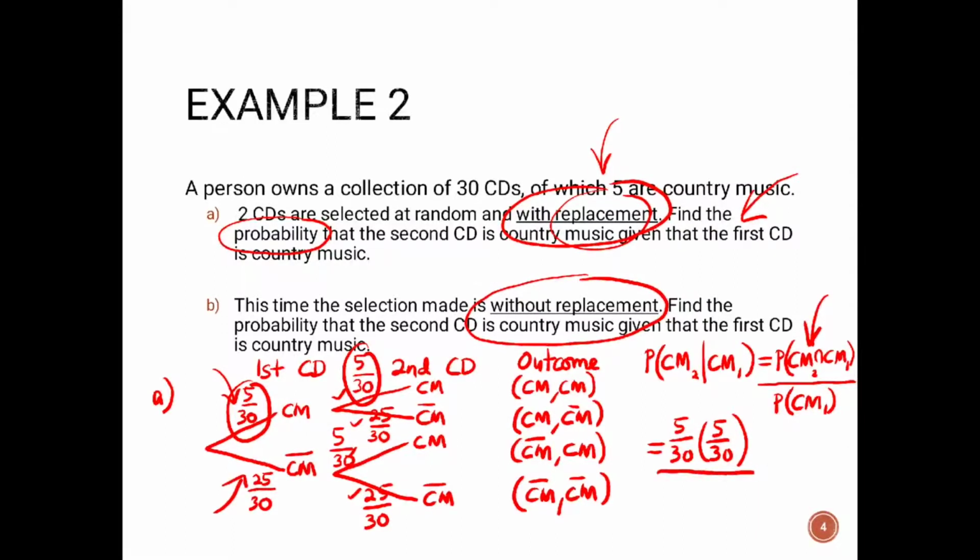Over probability of choosing country music. Okay, which is 5/30 for the bottom part here. Okay, and as you can see, we can actually cancel out 5/30 and left with 5/30, and that's 0.167.